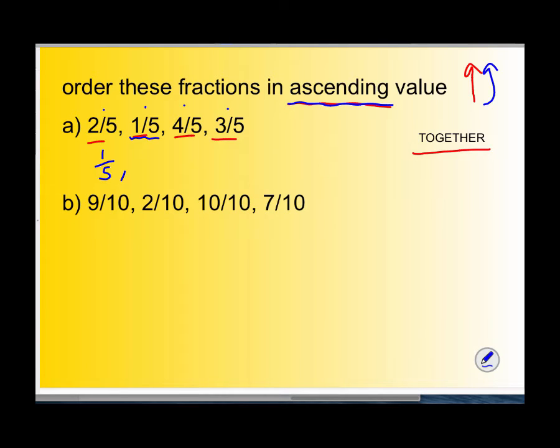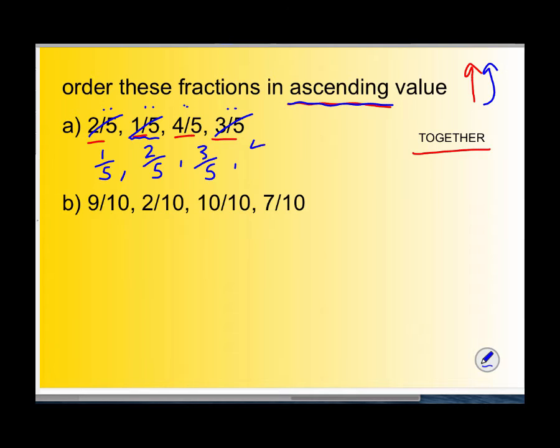You tell me, what's the next one? Let's go up. What's the next one out of all of these fractions here? What's the next highest value? I hope you nominated 2/5. We can cross them out once we've done them. Let's go up again. What's the next highest value? I hope you nominated 3/5. Cross it out.